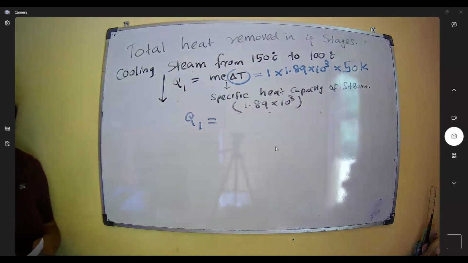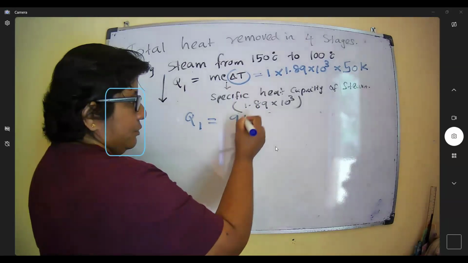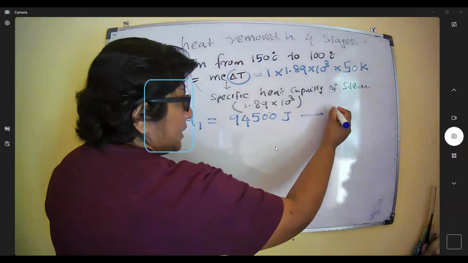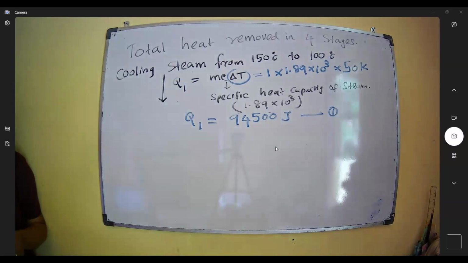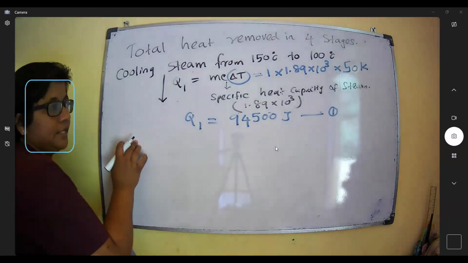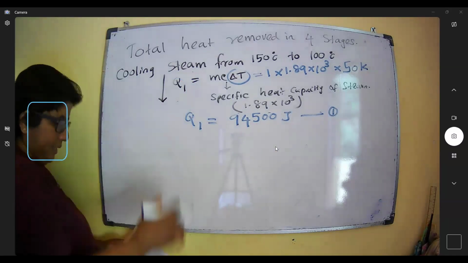The heat removed in the 4 stages, cooling steam from 150 to 100 Celsius, is equal to 94,500 joules. This is our first step, right? And the second one: the steam is cooling to water at 100 Celsius. At this 100 Celsius, steam is cooling to water. Then what is happening here, right?